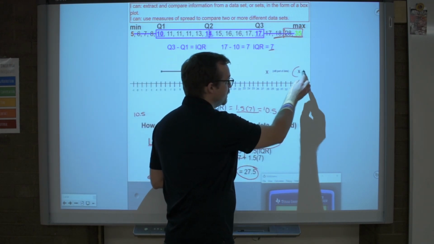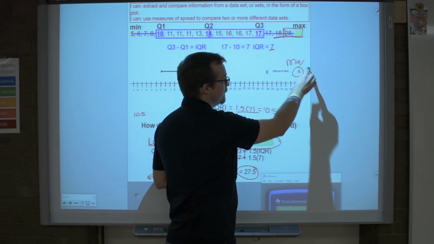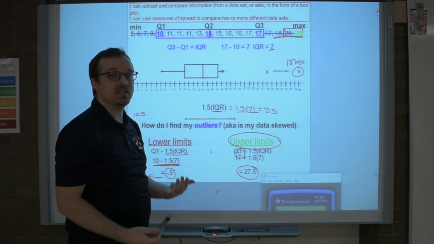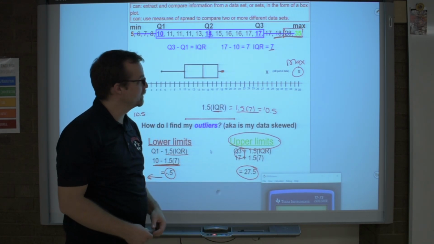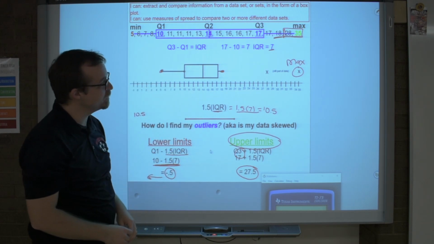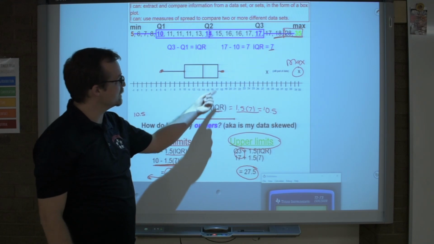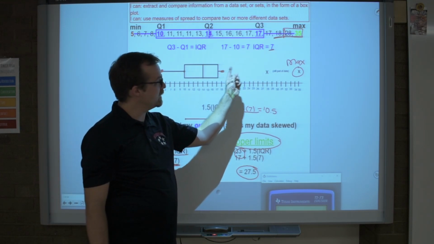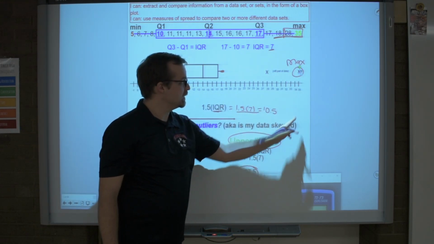This right here is still the maximum at 35. That does not change our maximum. It just changes how we represent it because it's an outlier. Okay? This down here is still our minimum. Nothing else changed because we didn't have any outliers down here. But that's probably the most important part: the whisker goes up to the next point, and then you start listing out your outliers as you go.